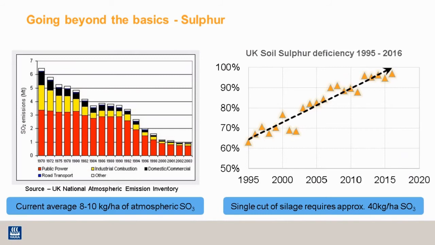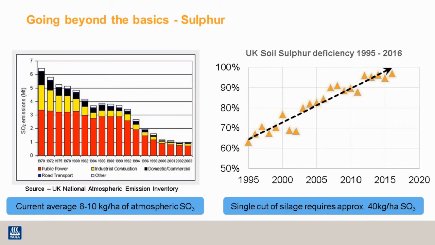I'm sure you're all aware, and you've seen that chart on the left many times, of just how successful the Clean Air Act has been in reducing emissions from industry and from power generation and so on. But one of the consequences of that, if you like, is, you know, it's a success. But as far as we're concerned, we've seen a drop in the deposition of atmospheric sulfur.